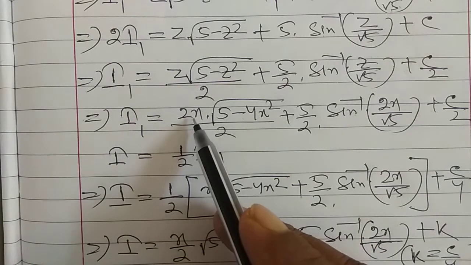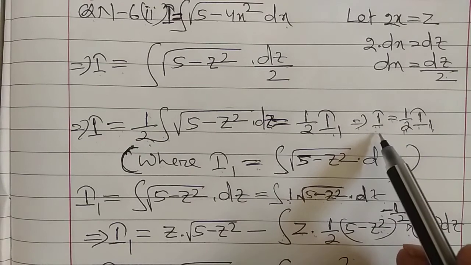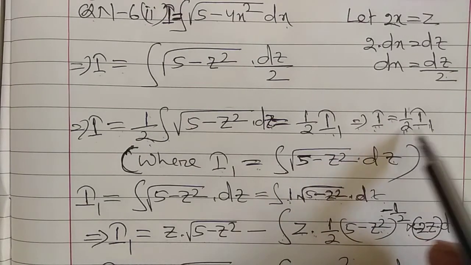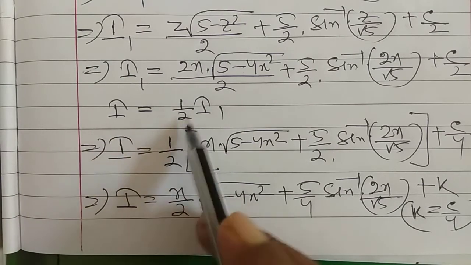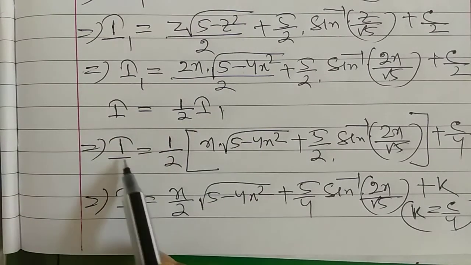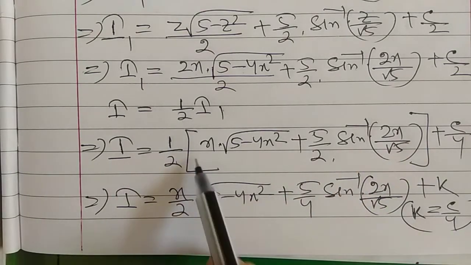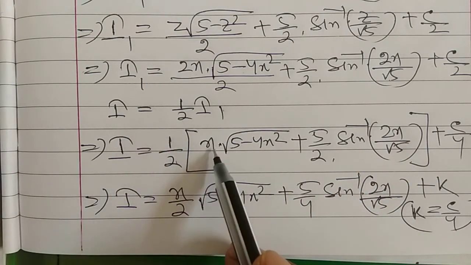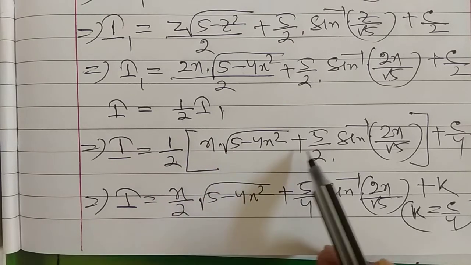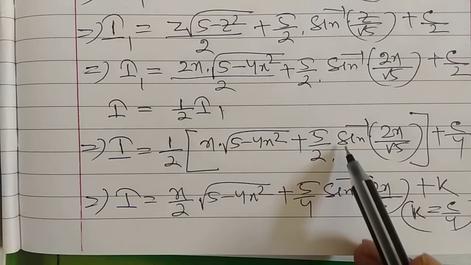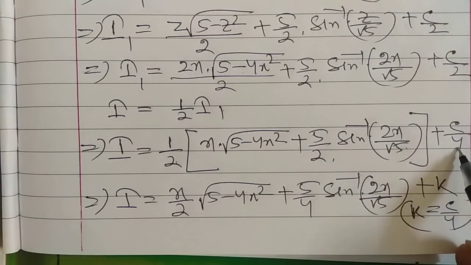We have z is equal to 2x, and also I is equal to 1 by 2 I1. So again I is equal to 1 by 2 into I1. So this is equal to 1 by 2 into x into root over 5 minus 4x square plus 5 by 2 into sin inverse 2x by root 5 plus c by 4.